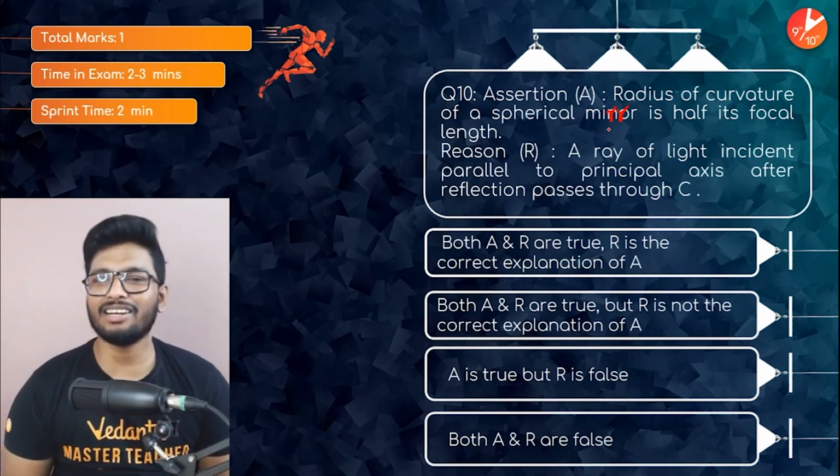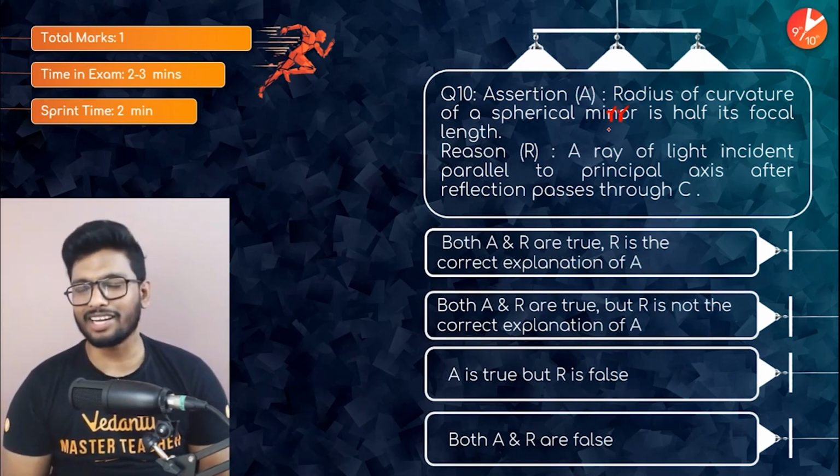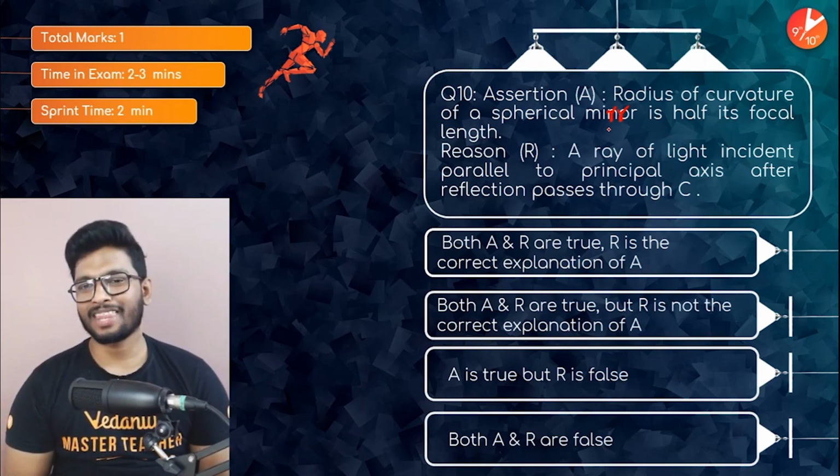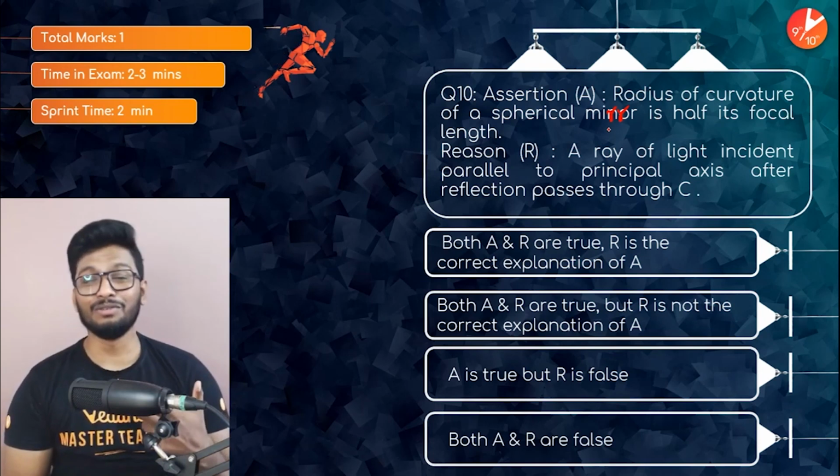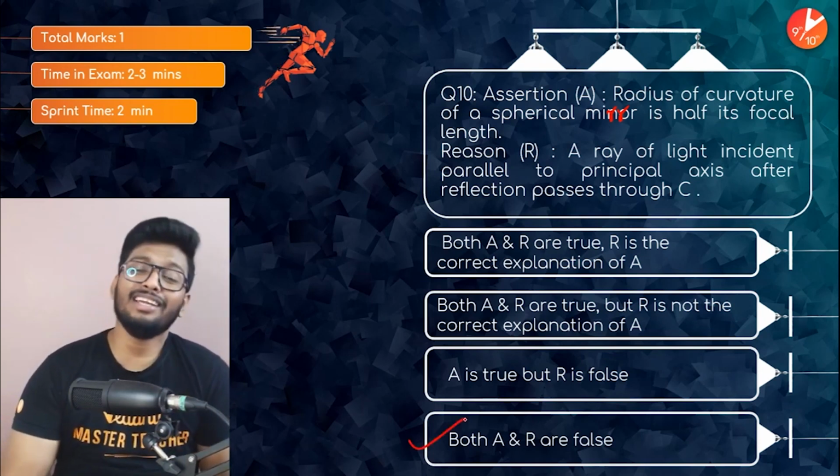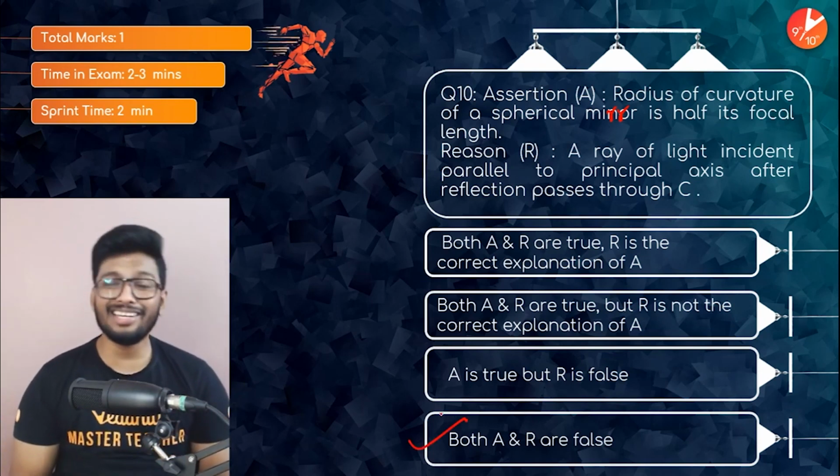Reason: a ray of light incident parallel to the principal axis after reflection passes through C. The answer in 3, 2 and 1 is option number D. It has to be option number D, guys.